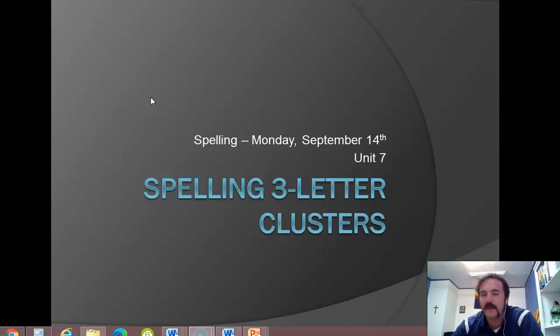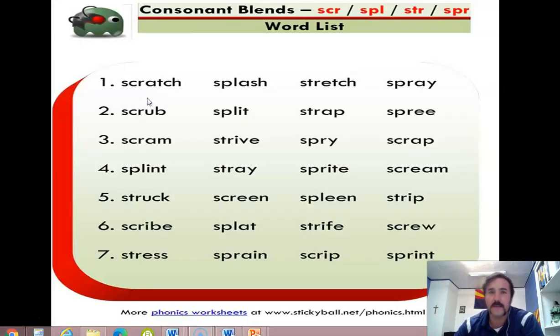So if you have something like stra, like in string, if you can go s, that's an S, and t, that's a T, and r, that's an R, string, right? So the STR, that's that three-letter cluster that it's talking about. And well, here's a couple examples. If you notice, we're dealing with these three-letter clusters right here, the scra, the spla, the stra, and the spra.